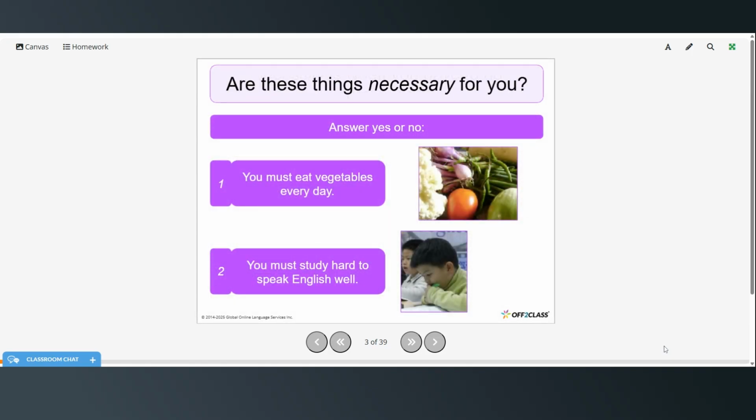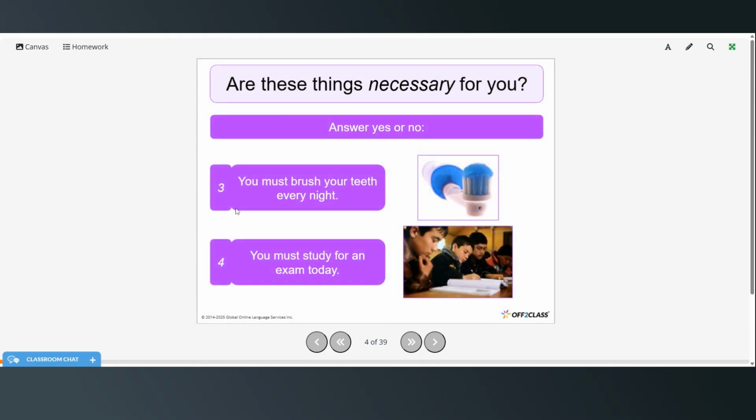So are these things necessary for you? You must eat vegetables every day. You must study hard to speak English well. You must brush your teeth every night. You must study for an exam today.